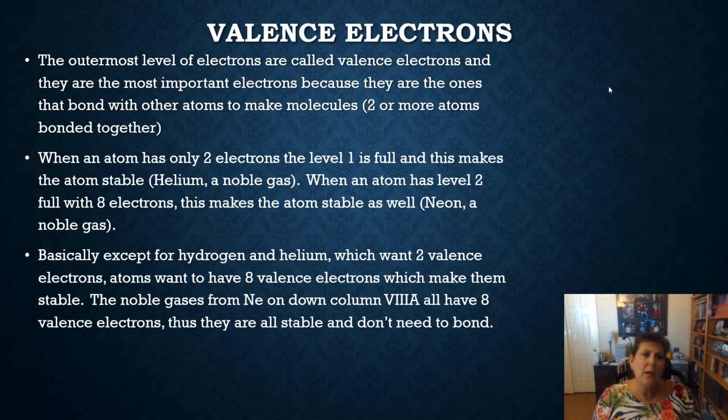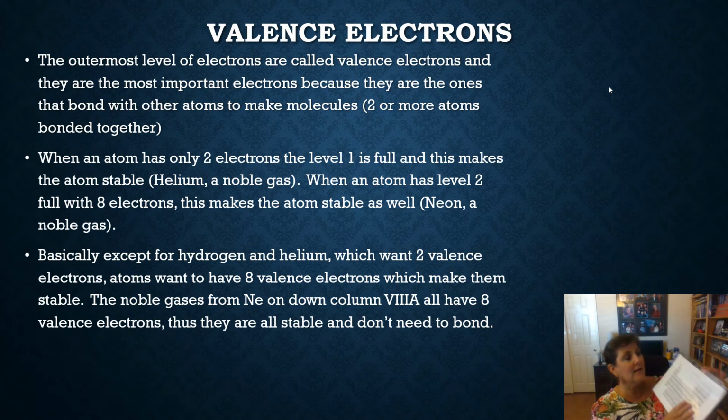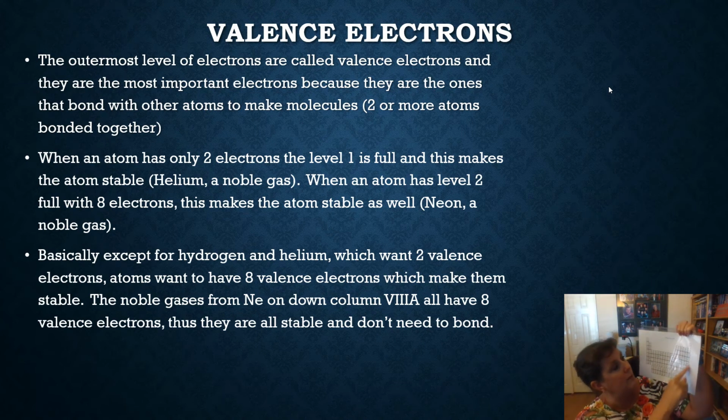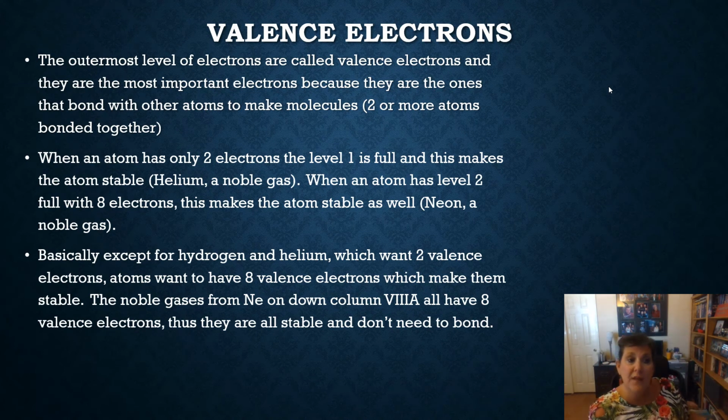So there are certain atoms that are very stable, and that's when they have a certain number of valence electrons. And it makes them happy and very stable. And they happen to be the noble gases, which are all in the last column of the periodic table. So those are our most stable atoms.